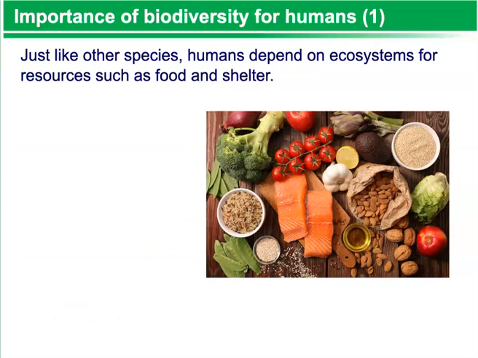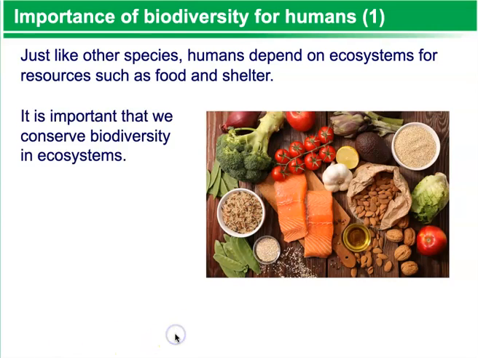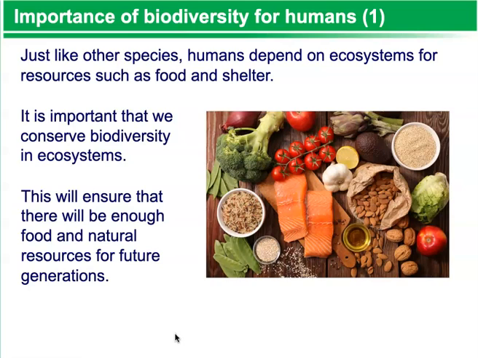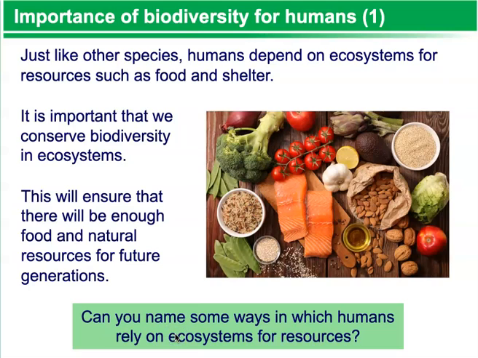Importance of biodiversity for humans. Just like other species, humans depend on ecosystems for resources such as food and shelter. It is important that we conserve biodiversity in ecosystems. This will ensure that there will be enough food and natural resources for future generations. So can you name some of the ways in which humans rely on ecosystems for resources? Think of agriculture, or energy production, or just simply food.